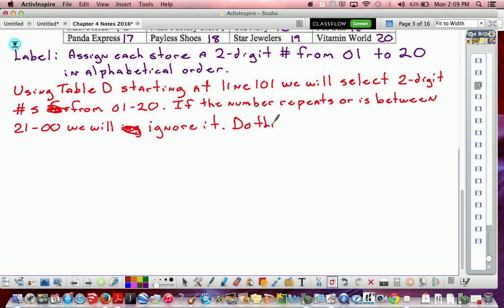Do this process to select our 3 stores. So now what I'm going to do for you right now is copy parts of line 101 here for you.